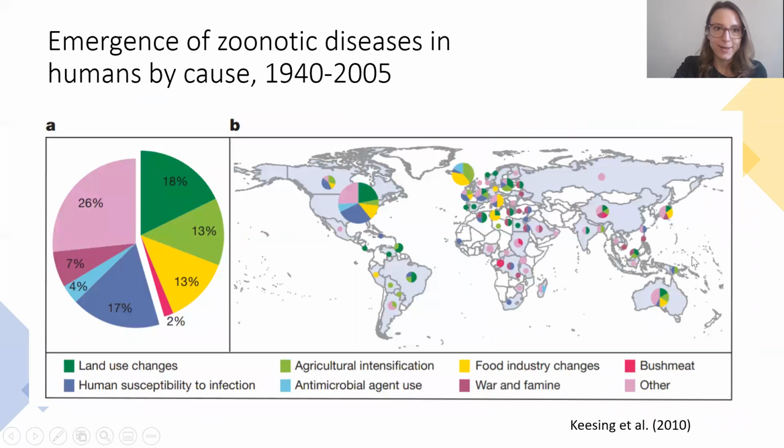Now, I just want to end today's lecture with this graph here. I think it summarizes some of the really important ecological as well as landscape factors that have influenced zoonotic diseases, and even infectious diseases overall. Almost half of all zoonotic diseases reflect changes in land use and agriculture, human changes to the landscape. So it has been a significant driver of infectious disease over time.